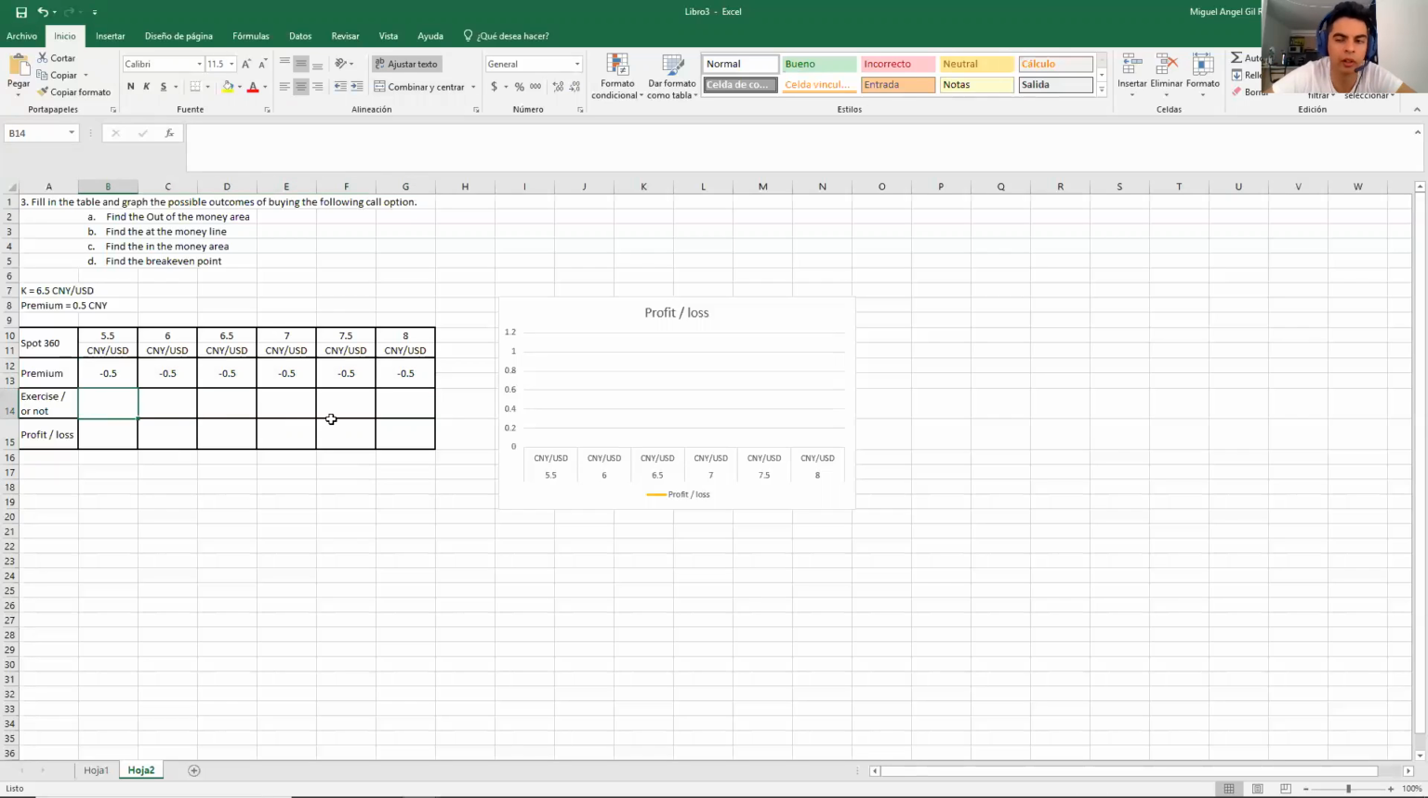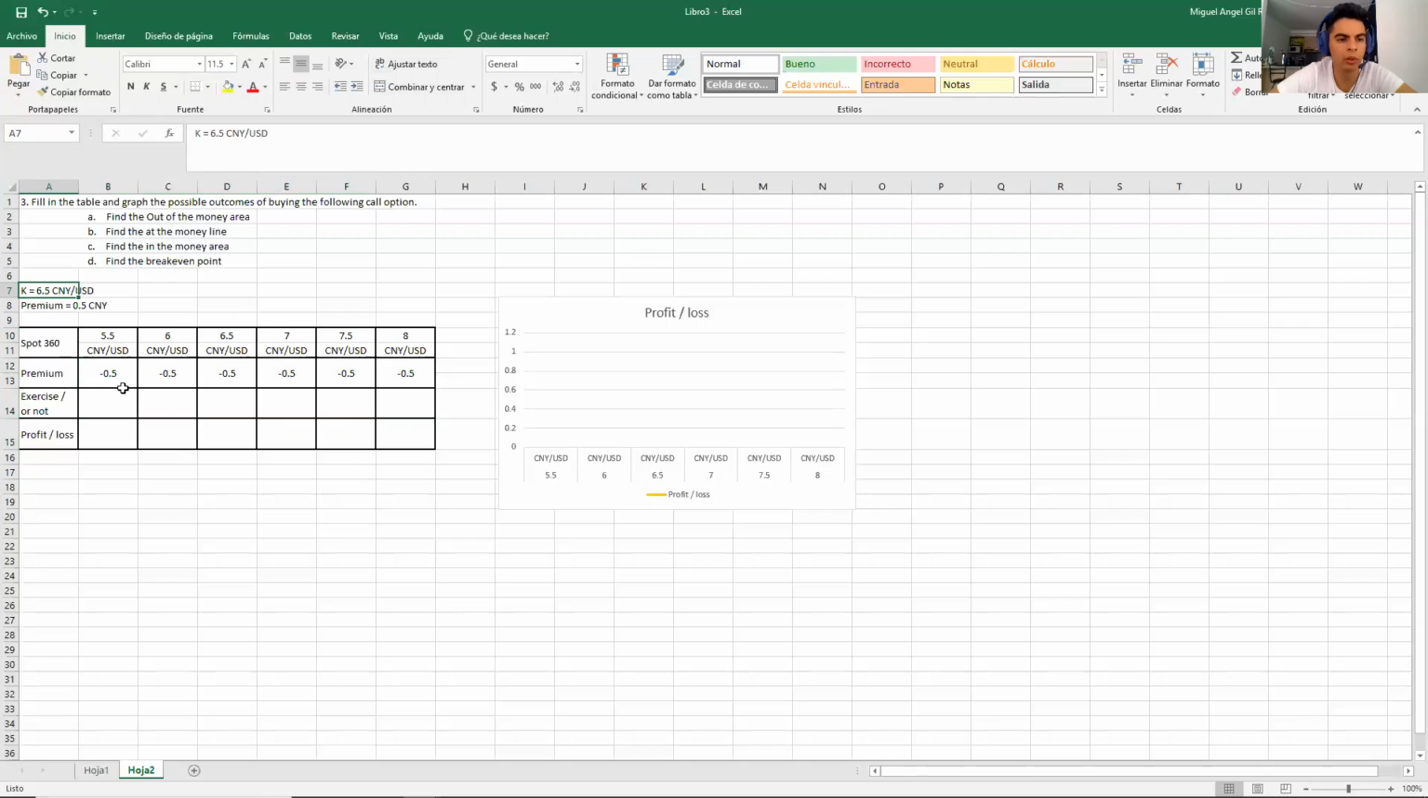Then in exercise or not, we need to think about. So now I have the right to choose. So I will decide if I want to buy it in the market, that will mean no exercise, or use the option and buy it in the option at 6.5. So let's begin the analysis.